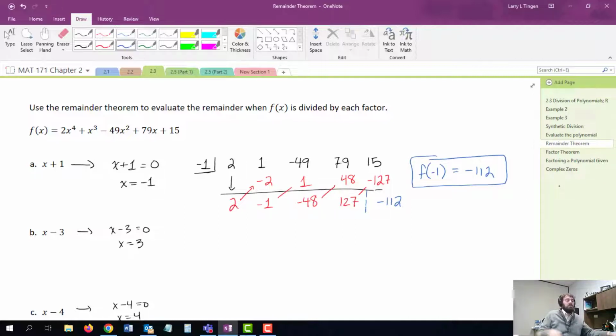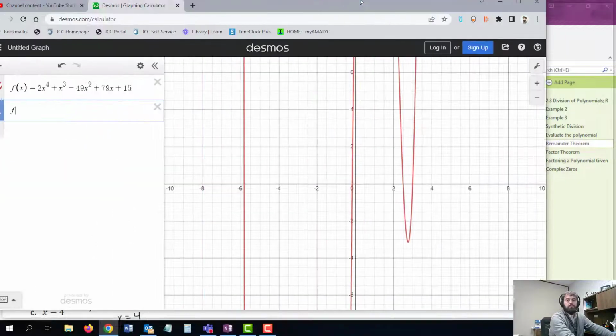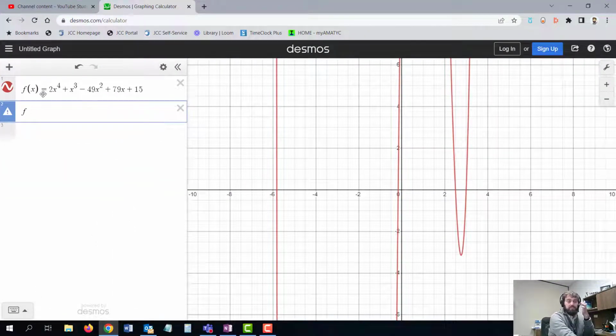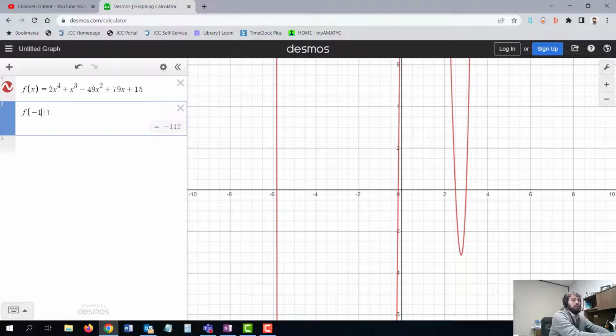Okay. If you want to check it quickly, you can always put it into Desmos. And let's see if we're right. So in Desmos, I've already typed in f of x. And now I'm going to check what happens when I plug negative 1 in. When I plug negative 1 in, I'm evaluated at negative 112. All right.